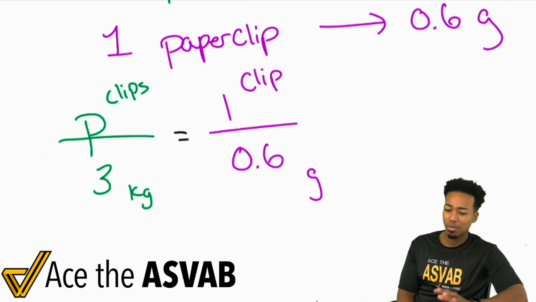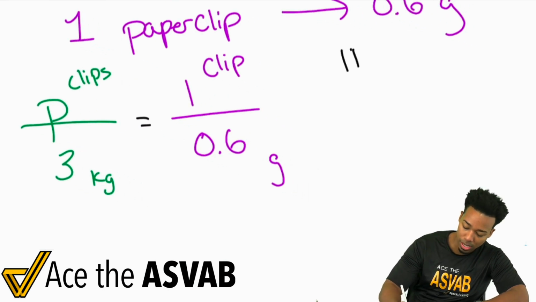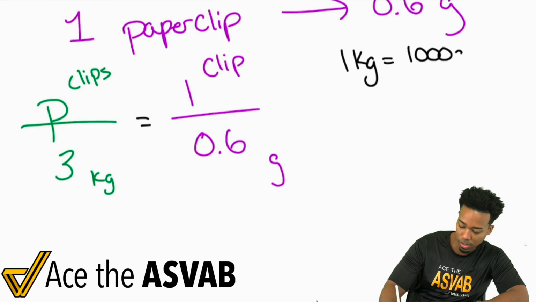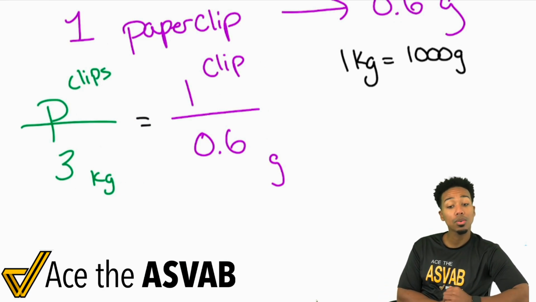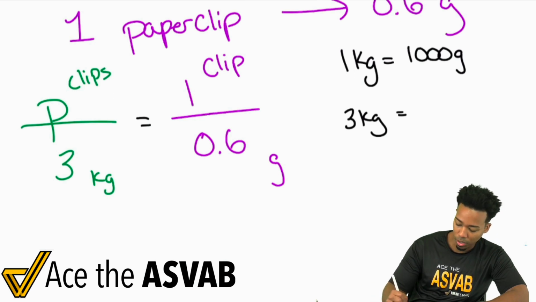So this problem is actually going to be very straightforward to handle, because one thing we need to know is that 1 kilogram equals 1,000 grams. 1 kilogram is 1,000 grams. And so we can actually convert quite easily here. Because if we wanted to know what 3 kilograms was, well, guess what? To go from 1 kilogram to 3 kilograms, that's times 3.